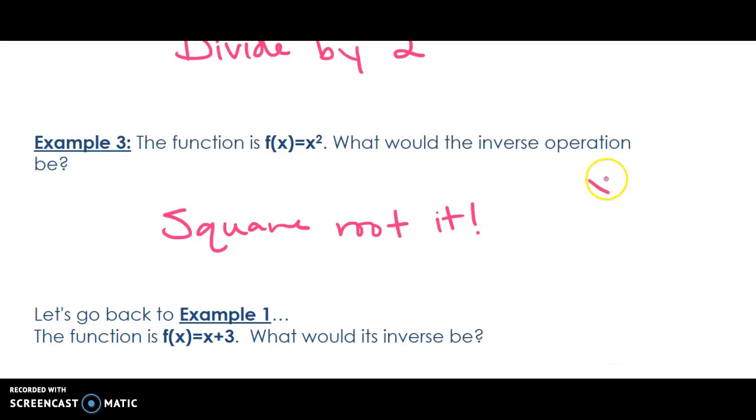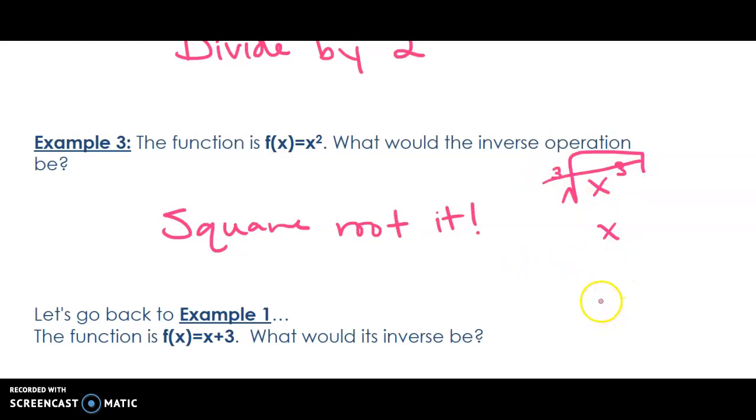In the same way, if we had x cubed, how do we undo x cubed? We will cube root it. So that's nice. Whatever our power is, if we take that root, those things will cancel out. We will just be left with x. That is the inverse operation.